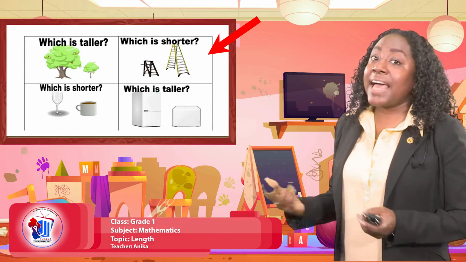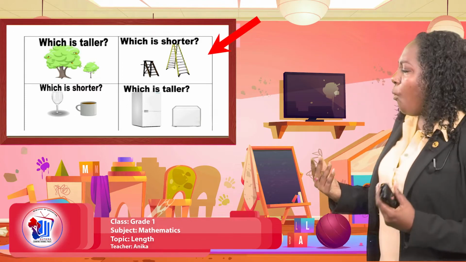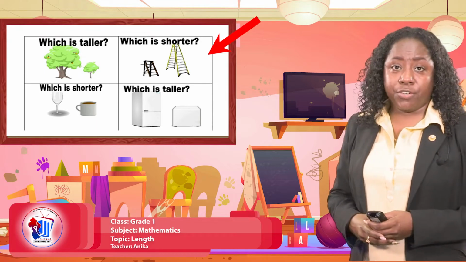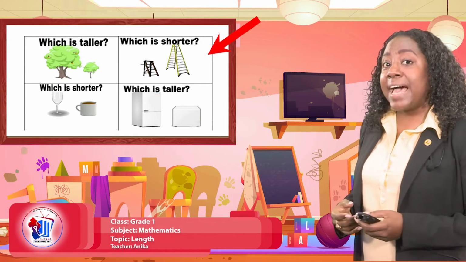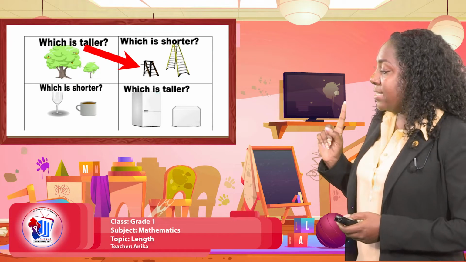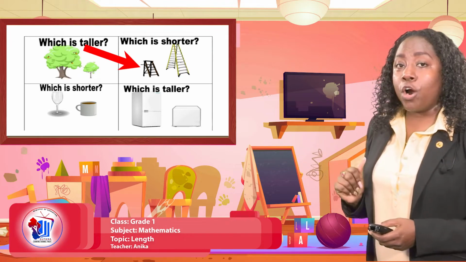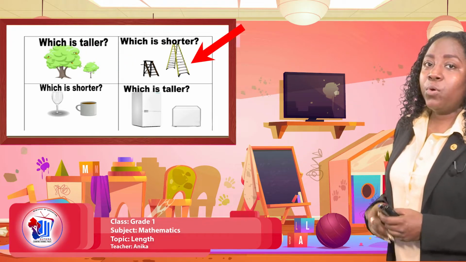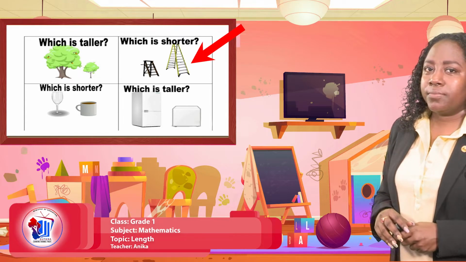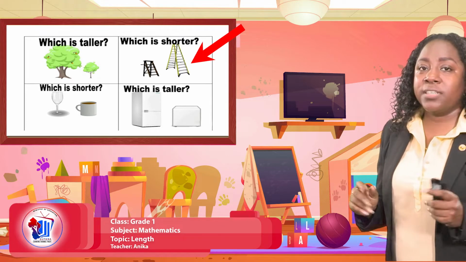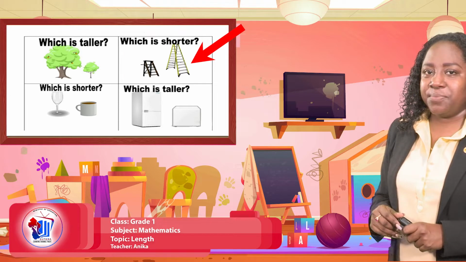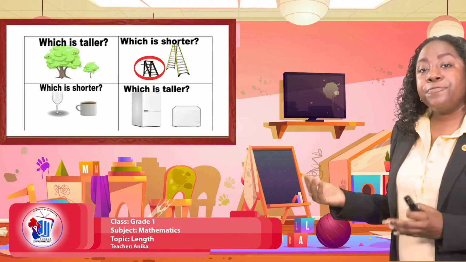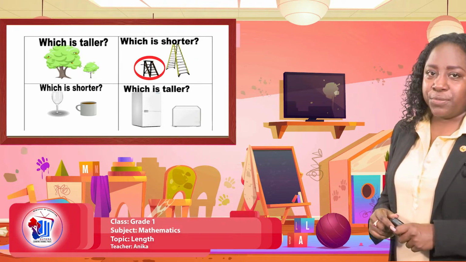Let's look at the ladders. Which ladder is shorter? Is it the first ladder or the second ladder? Which one is shorter? If you take your time, you are going to see it. It's very easy. The first ladder is shorter.